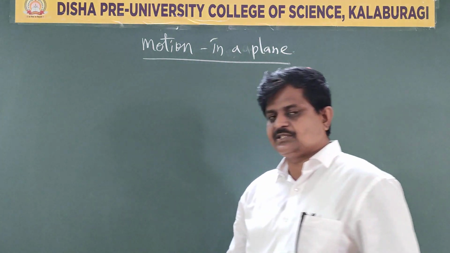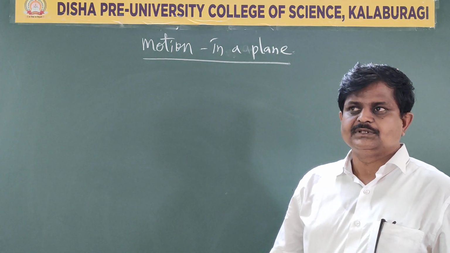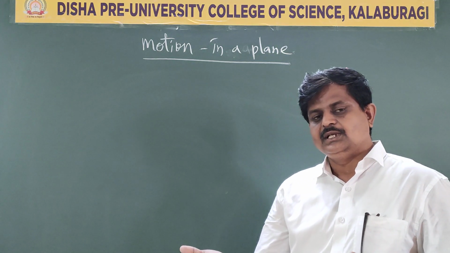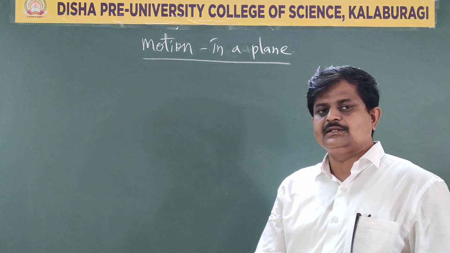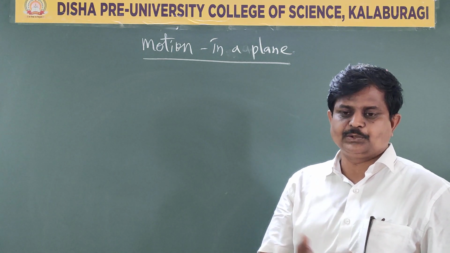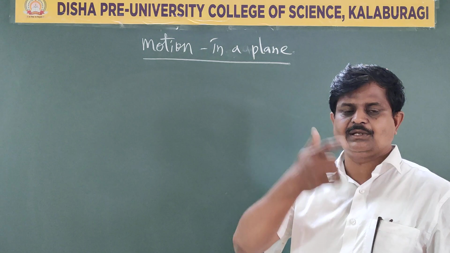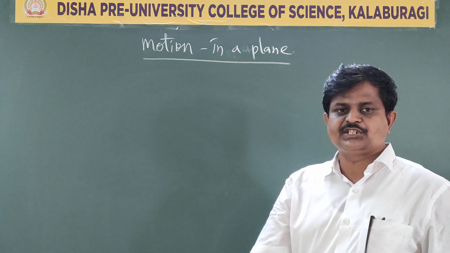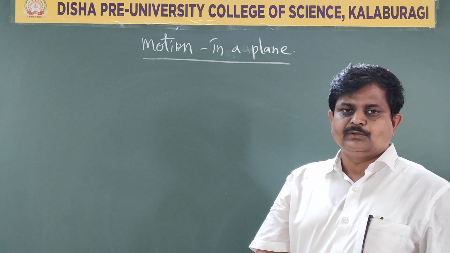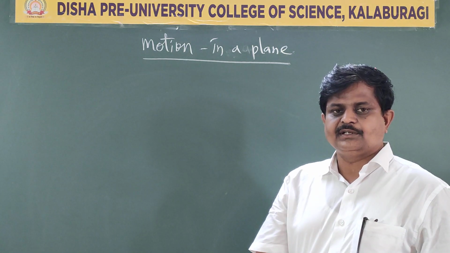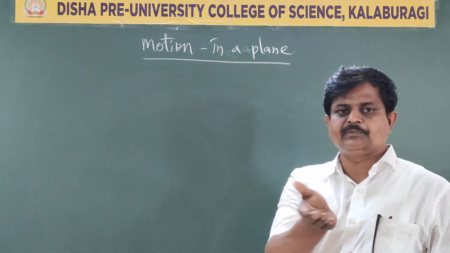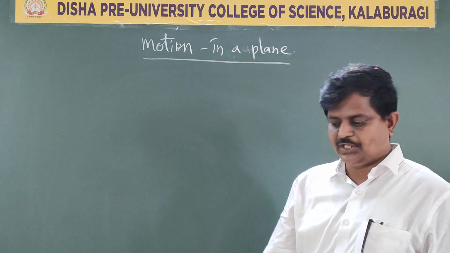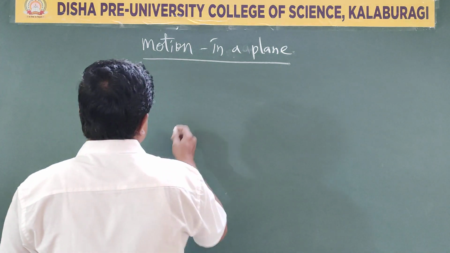Can you quote some examples for motion in a plane? The best example is, have you seen a missile launching? The movement of a missile is two-dimensional. The rotation of a gate wheel, that is circular motion, is two-dimensional. When a bullet is fired from a gun, it is two-dimensional. When you hit a six, how does the ball describe its motion? Parabolic, which is nothing but two-dimensional motion. Okay, so motion in a plane.